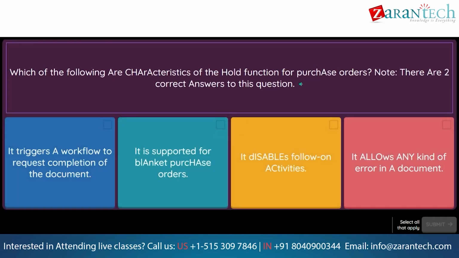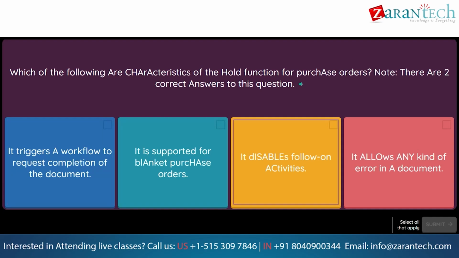Question: Which of the following are characteristics of the hold function for purchase orders? Note, there are 2 correct answers to this question. Option 1: It triggers a workflow to request completion of the document. Option 2: It is supported for blanket purchase orders. Option 3: It disables follow-on activities. Option 4: It allows any kind of error in a document.